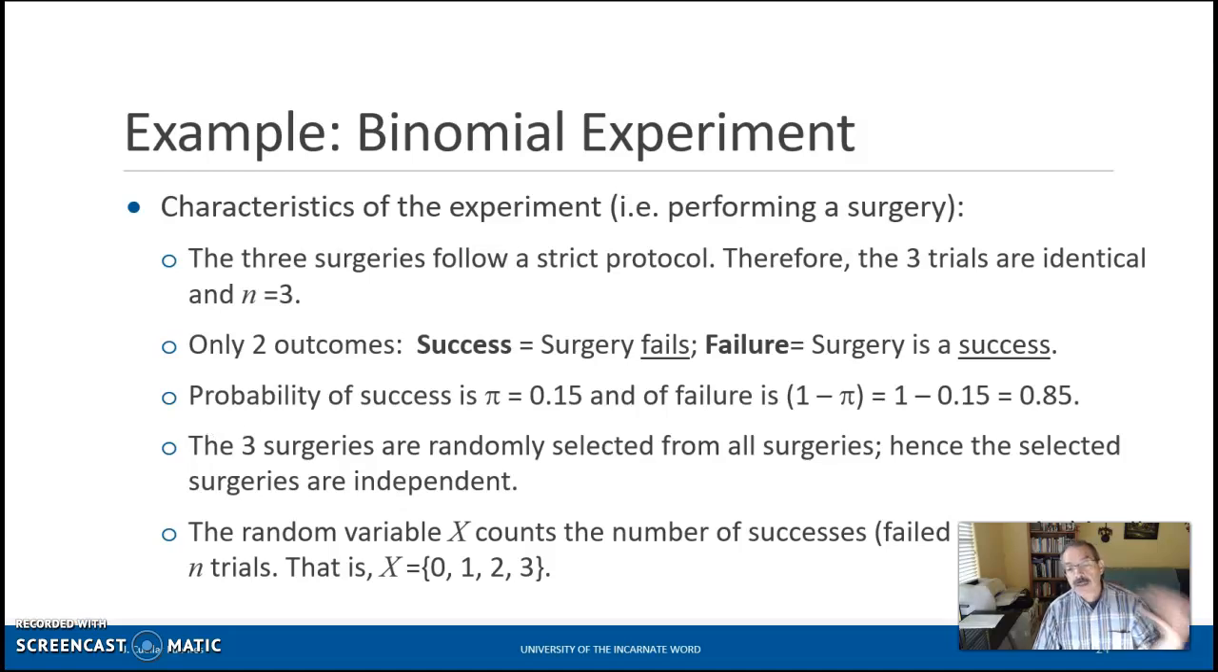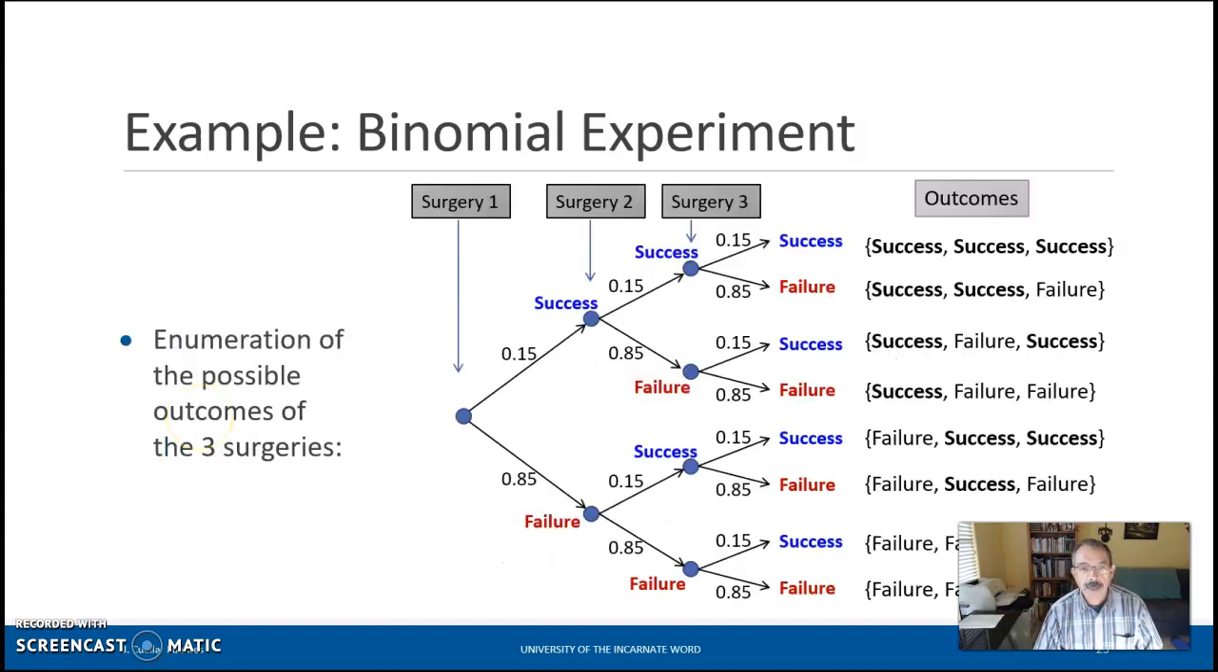All right. From this we can see that this is a binomial experiment. So now with that in mind, let's use these characteristics to obtain the probability distribution for this experiment. Here I'm using a tree diagram to enumerate the possible outcomes of these 3 surgeries. For example, the first surgery has a chance of 0.15 of being a success from the point of view of the experiment, and 0.85 probability that it is a failure. So in the first surgery we have success or failure with these probabilities.